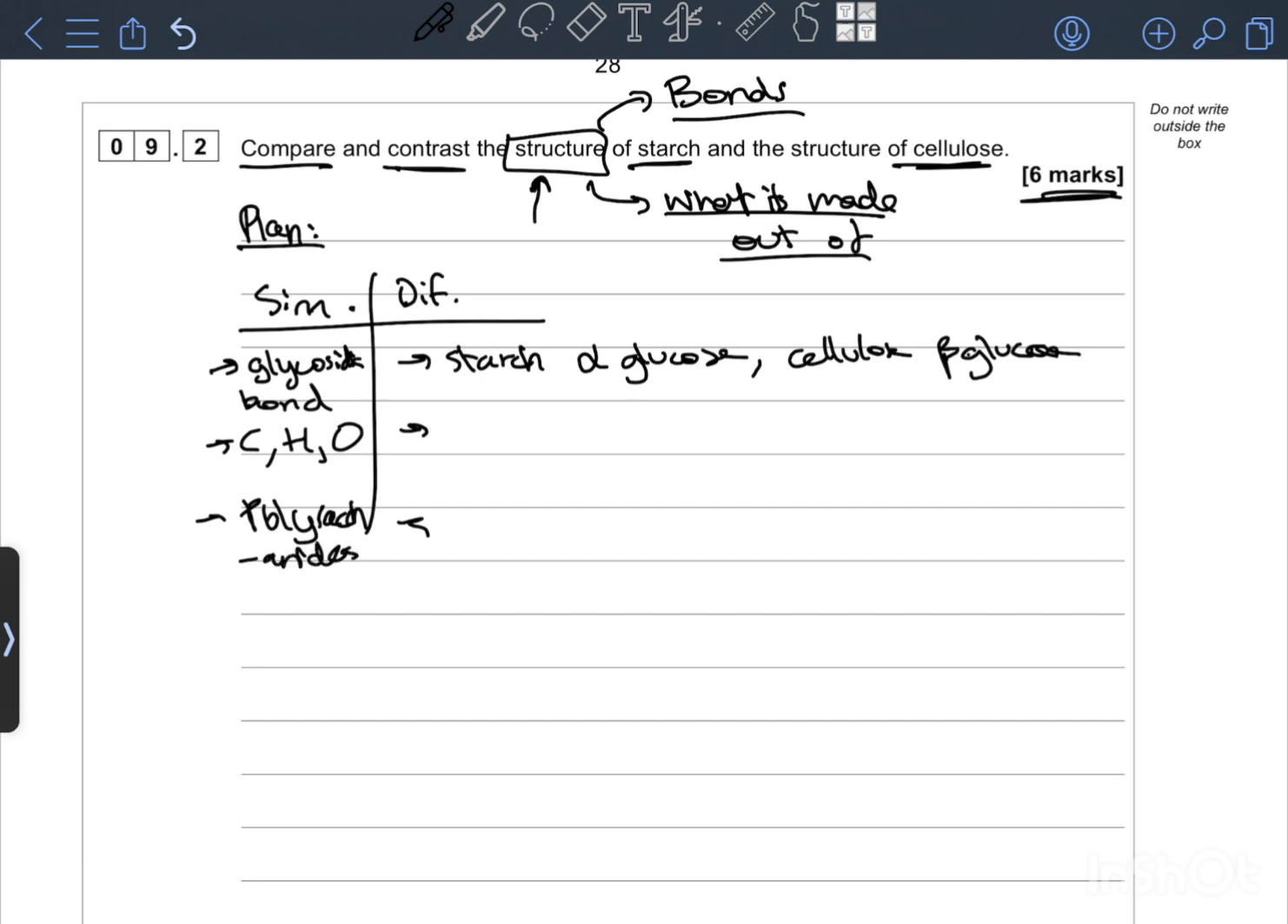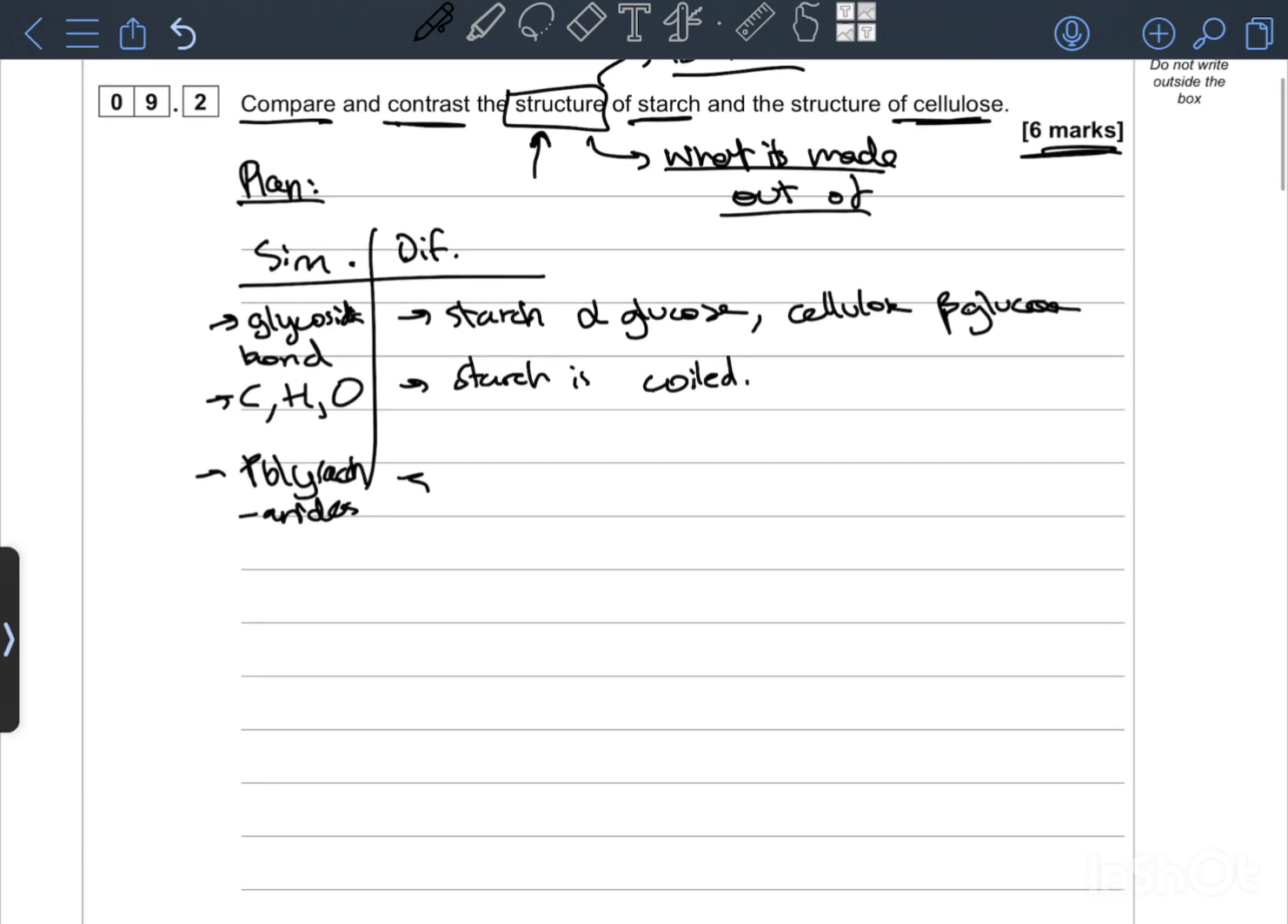And now for the last 2 differences, think about again structure. Always bring your thoughts back to the question. So structure. Now let's think about the structure of one of these molecules. Okay, let's think about starch now. Starch has alpha glucose, and the alpha glucose is helical, it's coiled. What about cellulose? Okay, no, it's straight. Okay, so that's another structural point that we can say. Starch is coiled.